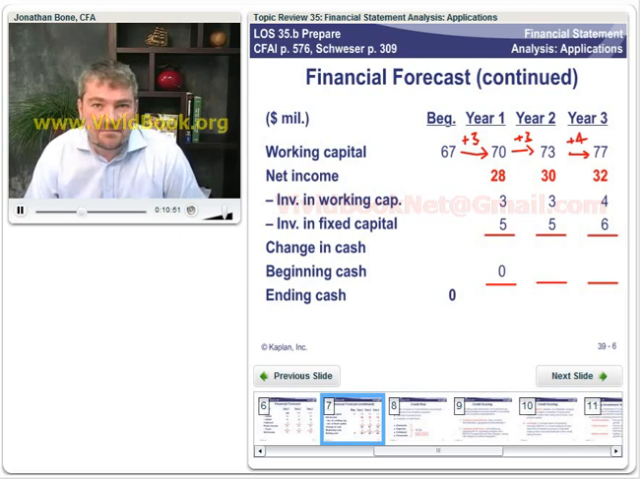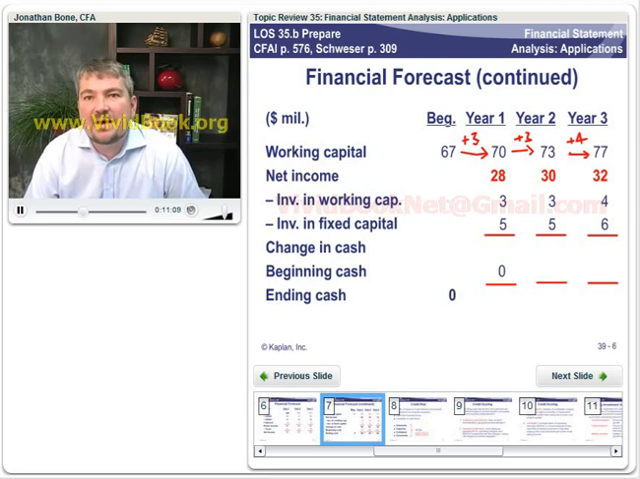Our investment in fixed capital is going to be 5% of that year's sales. So 5% of 100, 5. 5% of 105, with a little bit of rounding, 5. And 5% of 110, 6. So those essentially are our cash outflows on working capital and fixed capital.